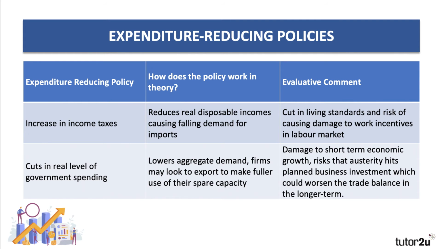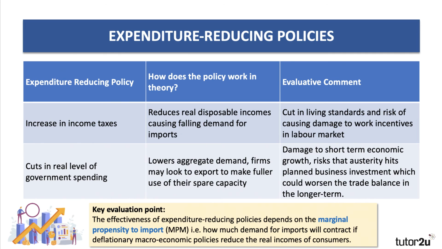Fiscal austerity might improve a trade balance, and we've seen that in Greece, for example. But the danger is if you depress demand, that austerity leads to a fall in planned business investment. And if businesses aren't investing as much as they plan to, that actually could worsen the trade balance in the long term because you don't have sufficient productive capacity. Two key evaluation points coming up.